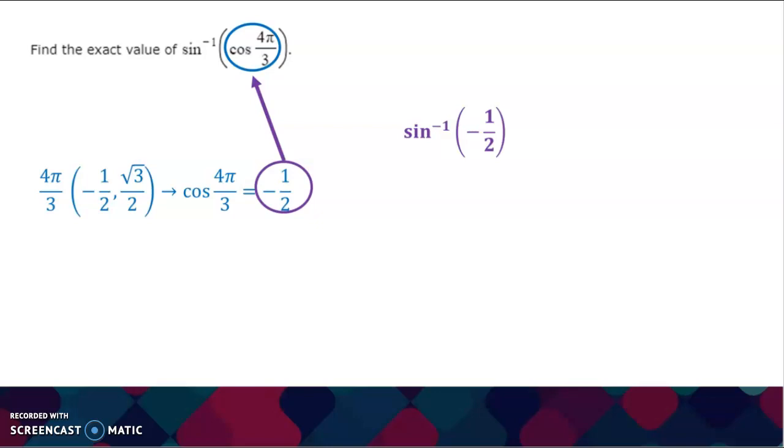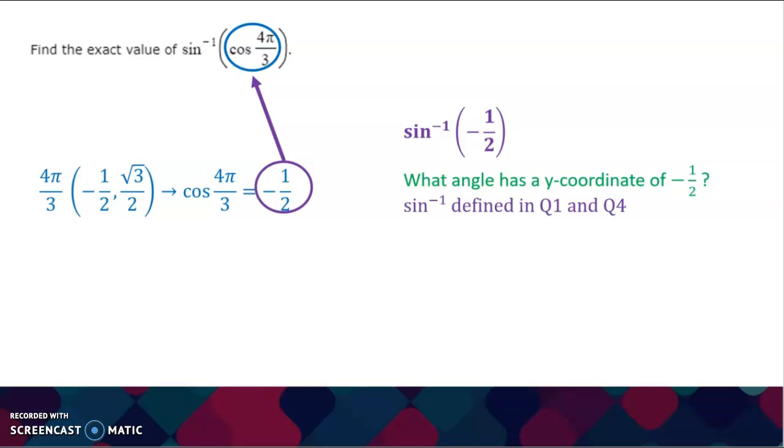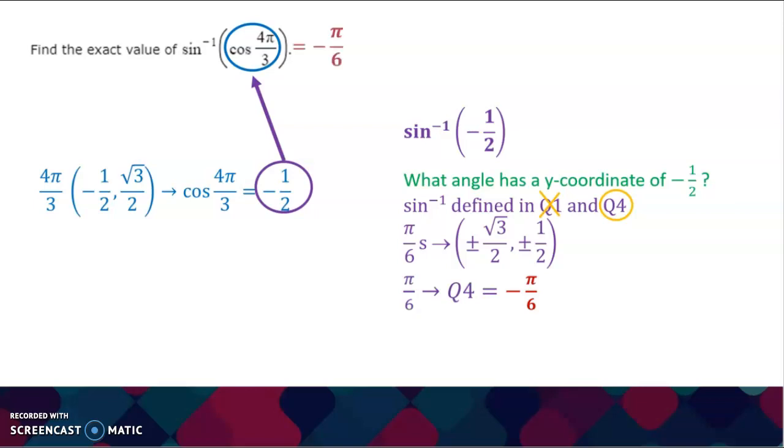Remember that question in English is what angle has a y coordinate of negative 1/2? Inverse sine is defined in quadrants 1 and 4. Since my value is negative, we're in quadrant 4. It's my family of over 6's that have the y coordinate of 1/2. And my pi over 6 in quadrant 4 is negative pi over 6. Remember that we cannot go through the third quadrant with an inverse, right? So if it's in the fourth quadrant, we just have the negative angle.